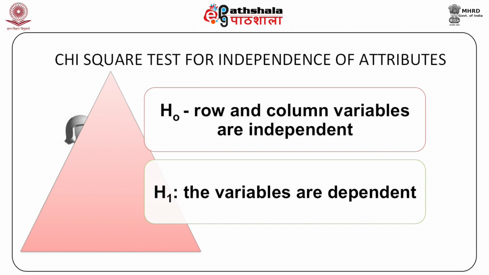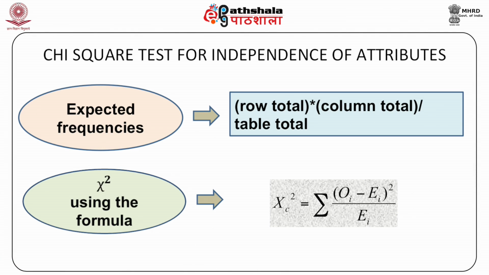Let us now look at the steps. First step, here the null hypothesis is the row and column variables are independent. H1, the variables are dependent. Here, unlike the test of goodness of fit, only the expected frequencies are computed to arrive at the chi-square value. Second step, compute the expected frequencies given by row total into column total divided by table total.